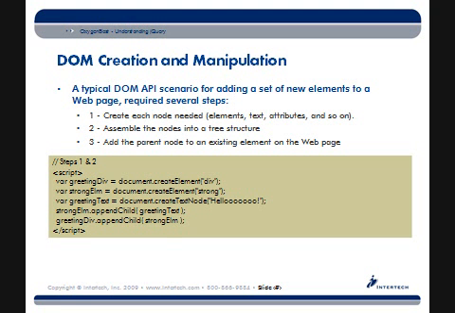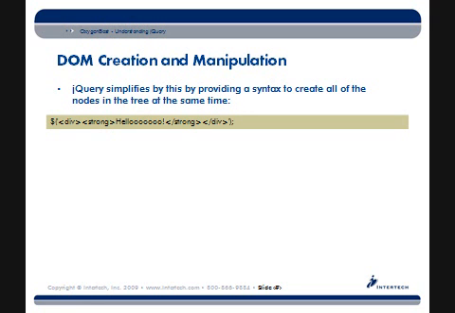So for the first 2 steps, we have a very simple script here where I'm creating a div element, a strong element, and then I also create a text node. Once I've created all the elements that I need, then I can start to arrange them in a tree structure by using the appendChild method. Again, very simple, very typical scenario. Here's how I can do it in jQuery.